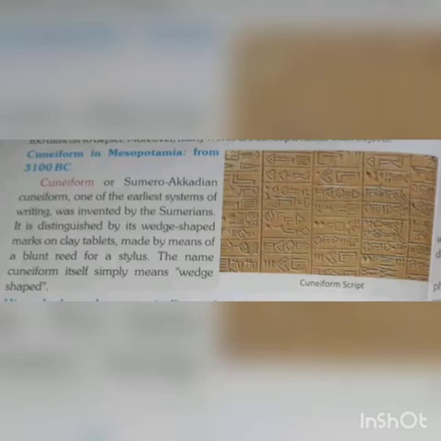So this type of writing was used in wedge shaped marks. This wedge shaped mark means, like you have seen a wedge shape. Okay, I will show you wedge shaped also. So this type of wedge shaped marks were formed on the clay tablets. Fine. So this is the cuneiform style of writing, as you can see in the picture.